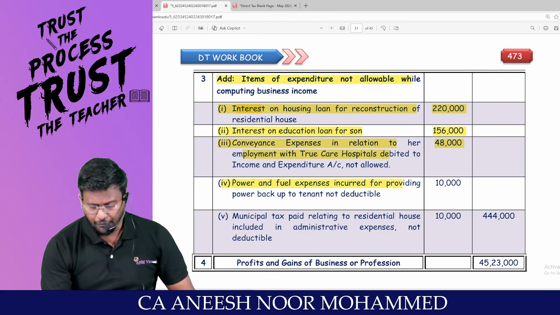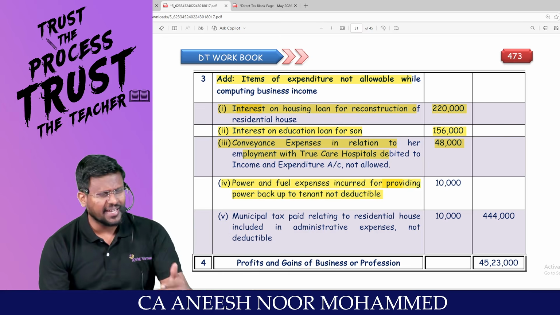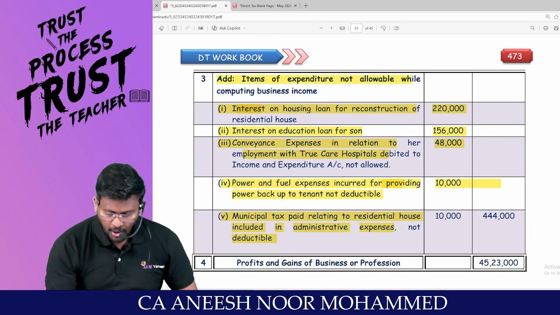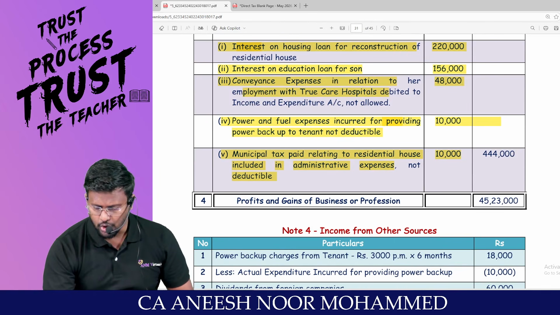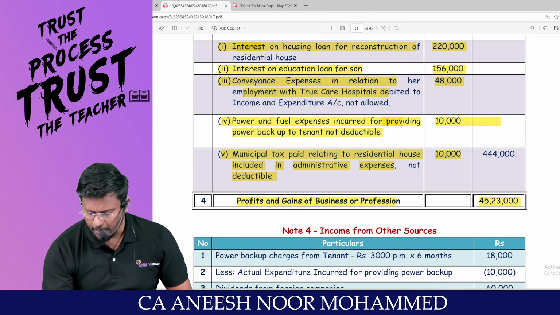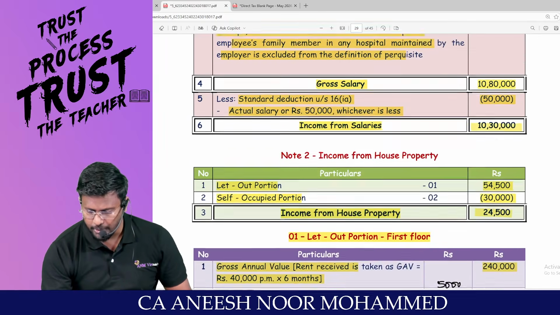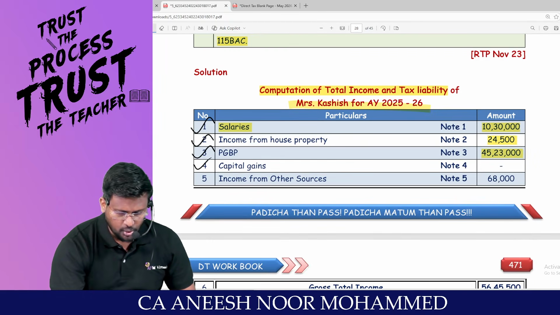Power and fuel expense incurred for providing power backup to the tenant. Sorry, it's an IFOS related item. Should not be debited to P&L. Should be added back. Municipal taxes paid to residential house. Sir, municipal tax is an expense relating to IFHP. Should be added back. So the pure PGBP will be 45,23,000. Are you able to appreciate? Every adjustment, are you able to appreciate? With God's grace, there is no capital gain adjustment.